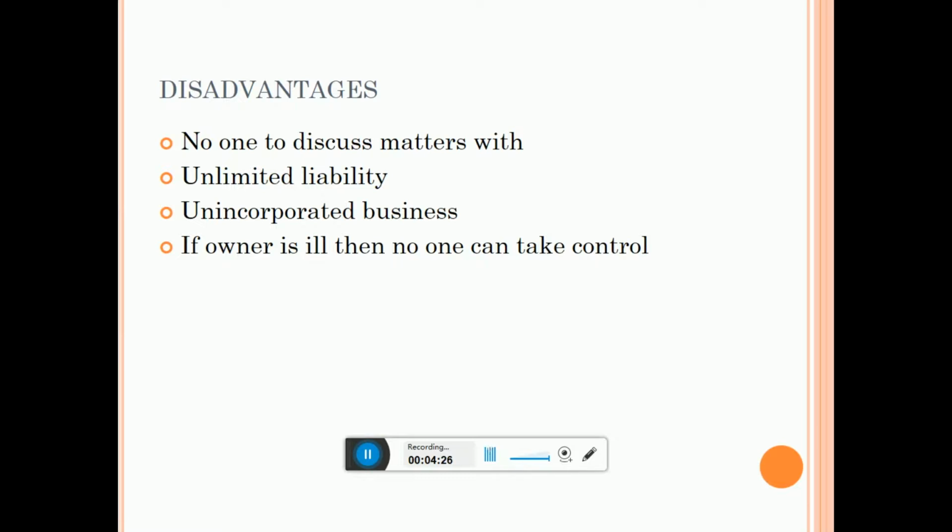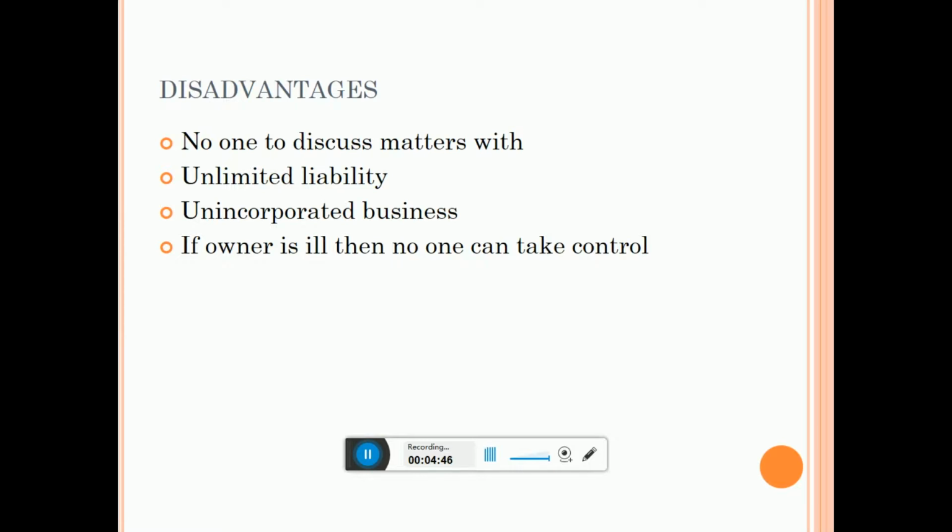Then the third point is unincorporated businesses. A business in the eyes of law is not separate from an individual; the individual is not separate from his business. That is, the law is considering that the business and the person are both the same thing.